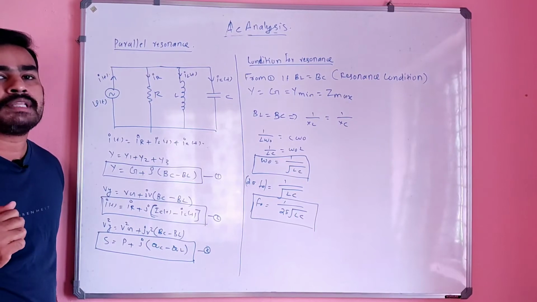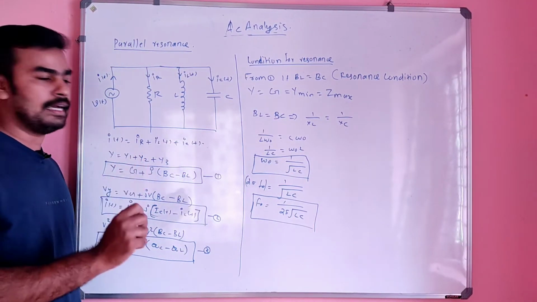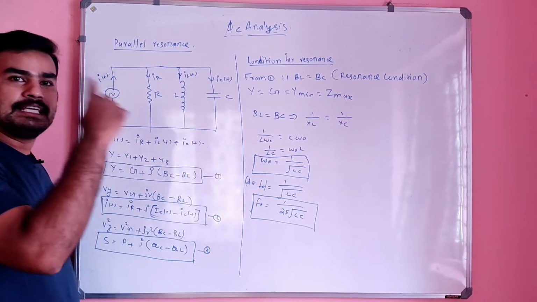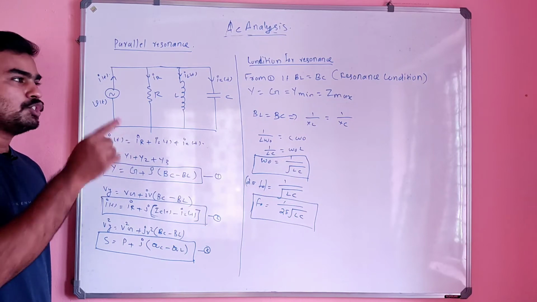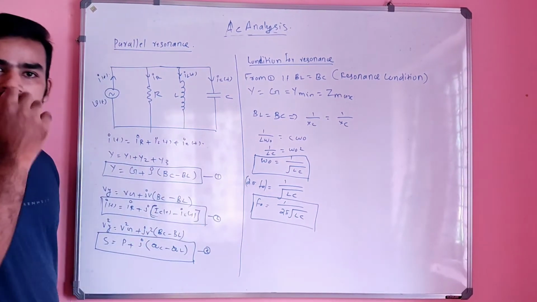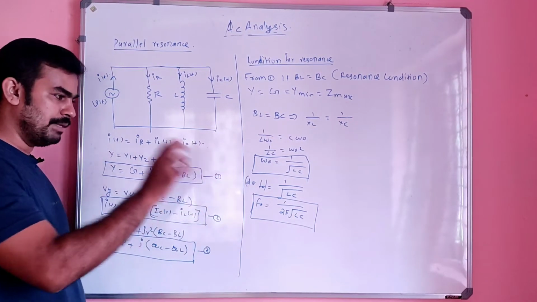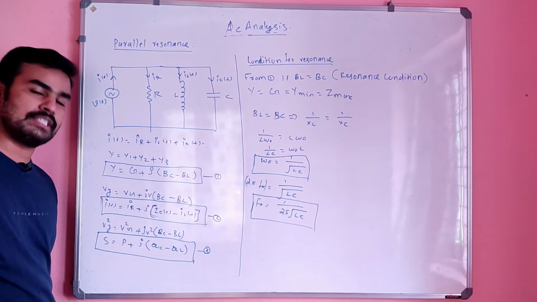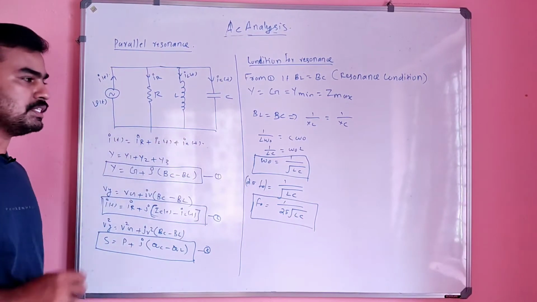Is it correct? In the series resonance circuit, you may experience that at the resonant condition XL equal to XC was there, right? Here BL equal to BC. So BL equal to BC or XL equal to XC, the resonance frequency is same, which is nothing but omega 0 equal to 1 by root LC, or in other words F0 equal to 1 by 2 pi root LC. Both are same. Is it clear? So this is the equation for resonant frequency.